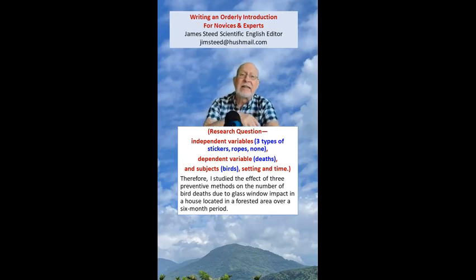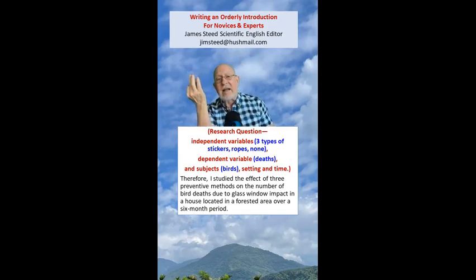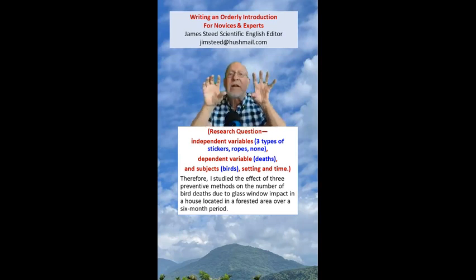Okay, the independent variables, the preventive methods. All right, number of bird deaths as dependent variables. Where, in a house located in a forest, how long, over a 6-month period. That's a very clear research question.